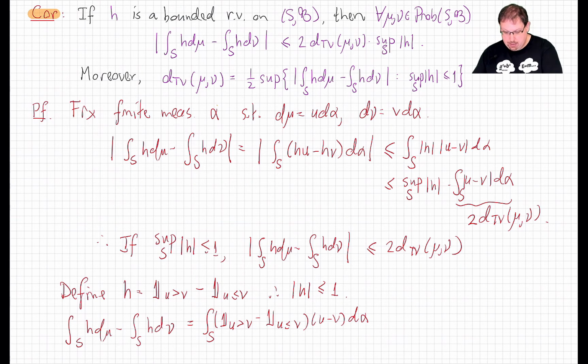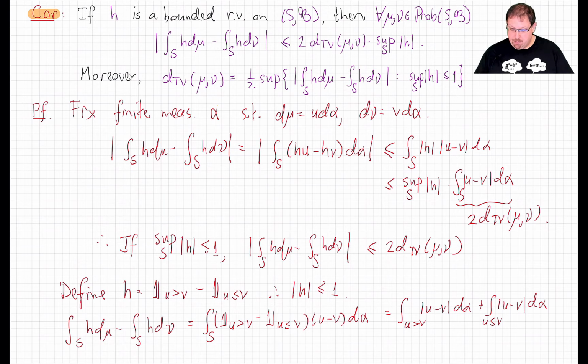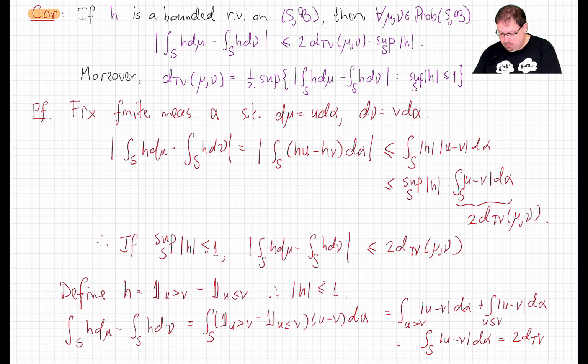And this has been organized so that in these two terms, this makes this positive, this makes this negative. And so the negative sign here means that we will get the sum of the two terms, both having integrand absolute value of u minus v over the two sets, u greater than v and u less than or equal to v, but those two sets form a partition of S, and so this is just the integral over all of S of absolute value of u minus v, which is twice the total variation distance by Scheffé's lemma, and that shows the reverse inequality. This dual representation of total variation distance will be important when we start considering how it relates to other forms of convergence of measures that we'll be considering in the next couple of lectures.